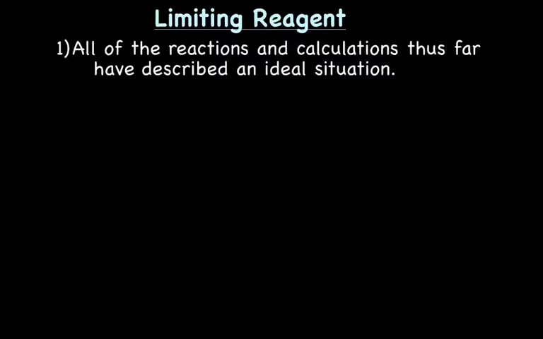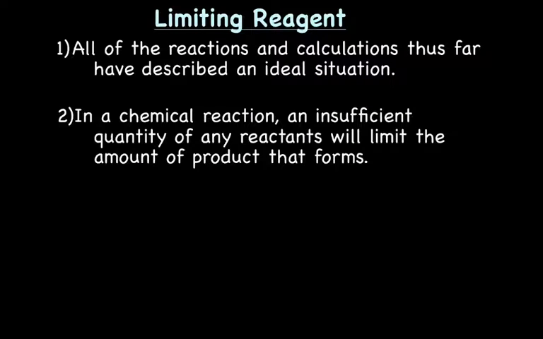So all of the reactions and calculations thus far have described an ideal situation, where we have the exact right amount of each of the reactants, and you end up with none at the end. However, there are chemical reactions where an insufficient quantity of any of the reactants will limit the amount of product that is formed. So you could end up with a reaction where you have a lot of one thing, a little bit of another, and the one that you only have a little bit of will limit how much you can make.